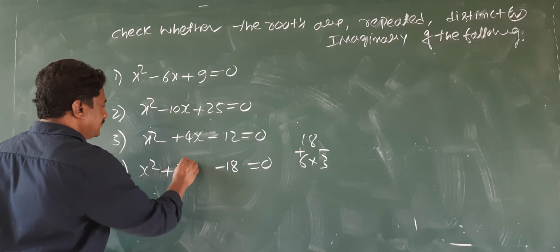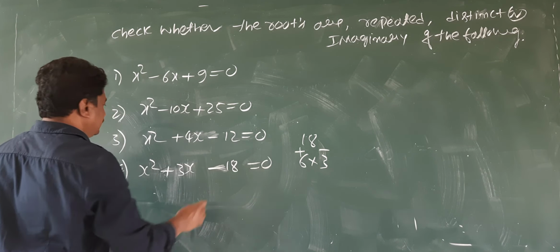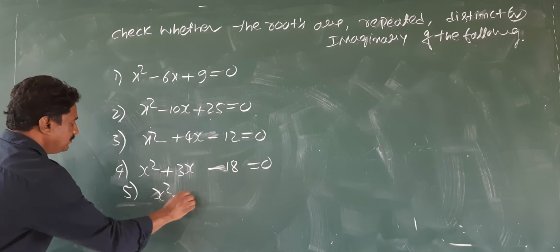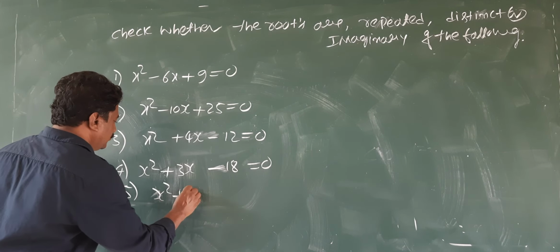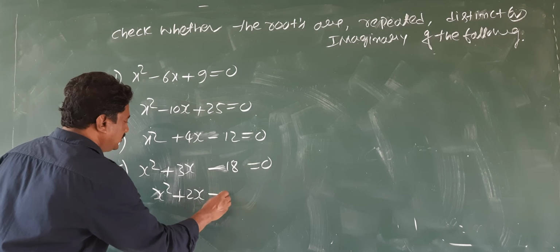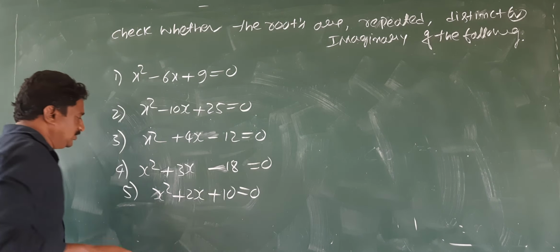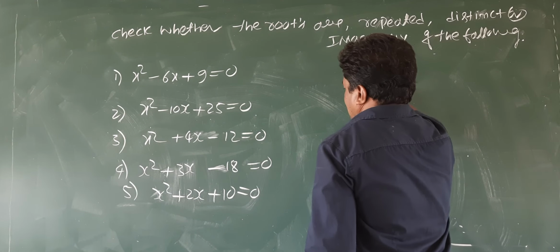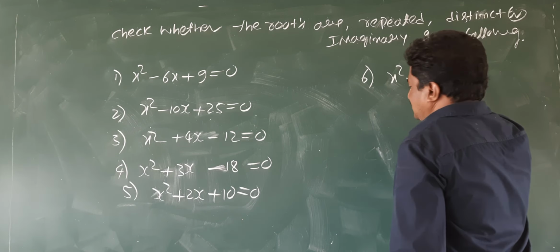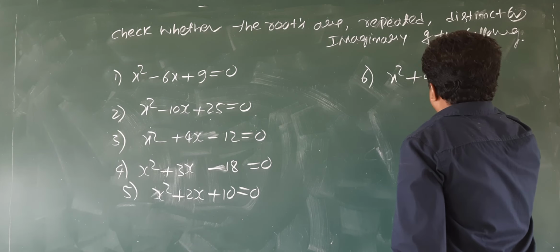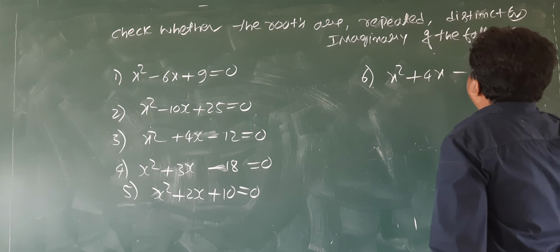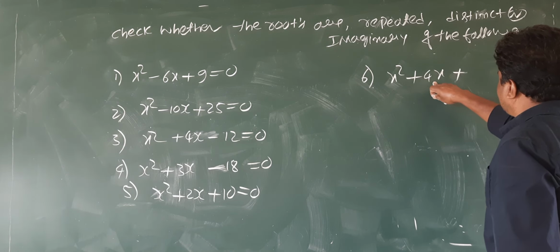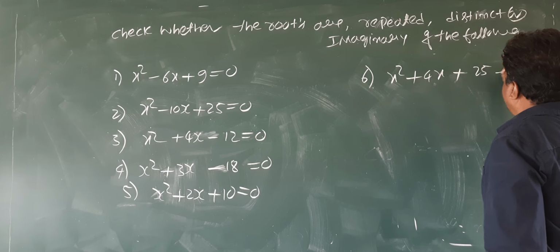Next question, x square plus 3x minus 18 equals 0. Next question, x square plus 2x plus 10 equals 0. Next question, x square plus 4x plus 25 equals 0.